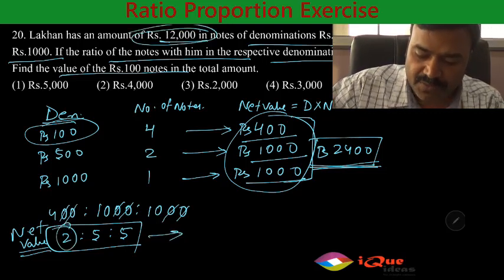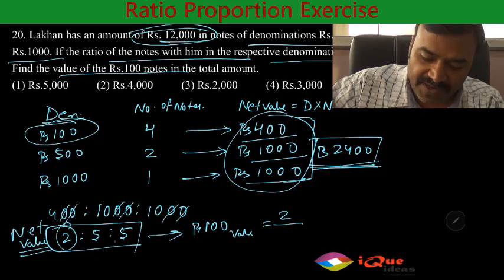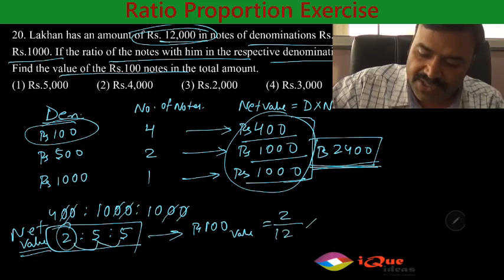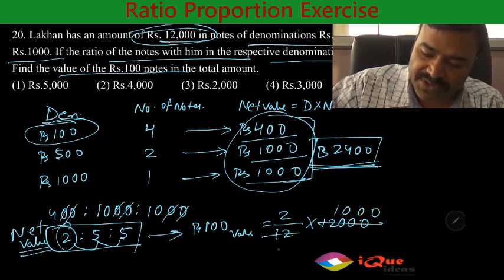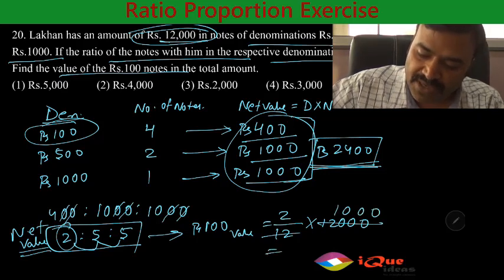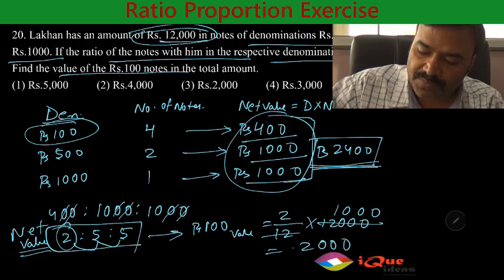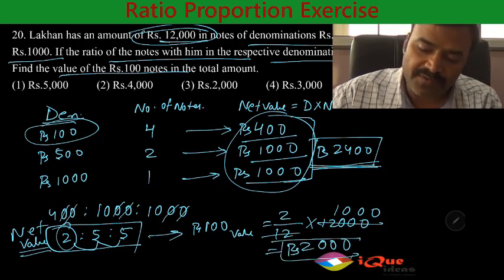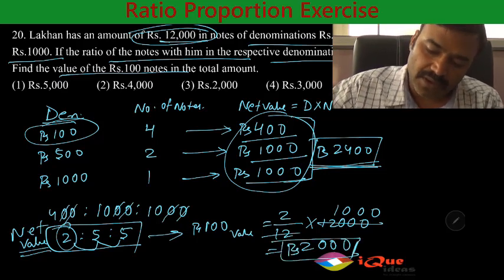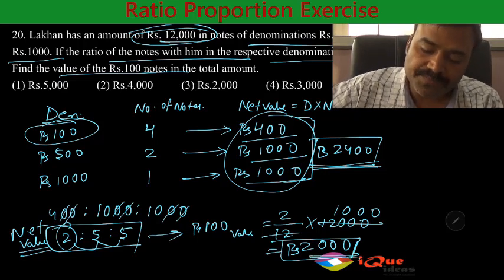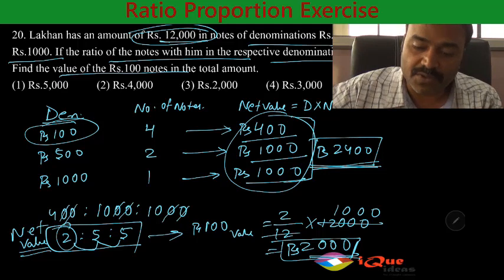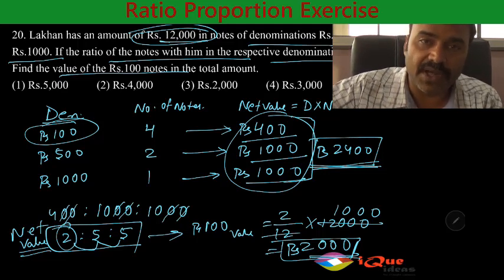And the total amount is 12,000 rupees. So divide 12,000 rupees. So net value of 100 rupees will be equal to 2 divided by 5 plus 5, 10 plus 2, 12 into 12,000. So it cancels 12 1000 times, so it is straight away 2 into 1000, that is 2000 rupees. So net value of this 100 rupee notes is 2000 rupees. Alright, this was a good question. Let's go ahead with the next one now.